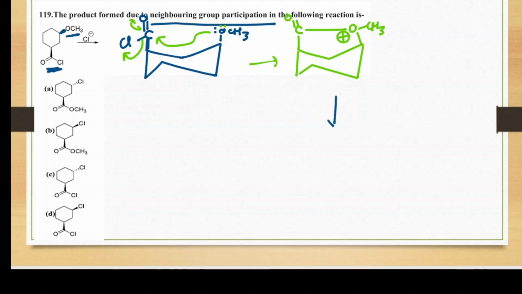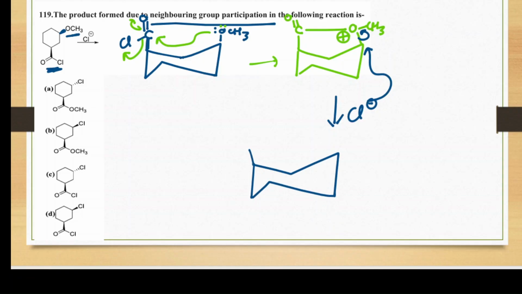Now next step they have treated this with the Cl negative. So Cl negative can now attack on this particular site, and this electron density can be shifted. So we will be getting this particular species. Here this C double bond O and this OCH3 group is formed at this particular site, and at the dash position this Cl group will be present.